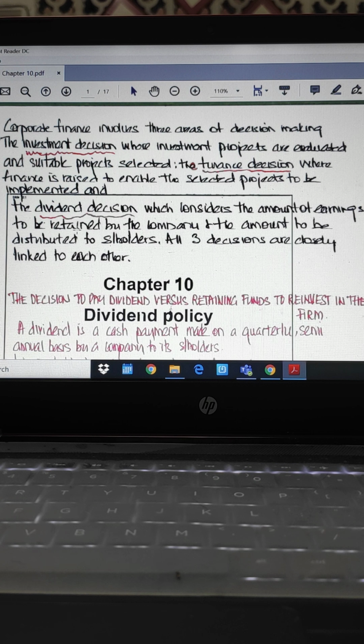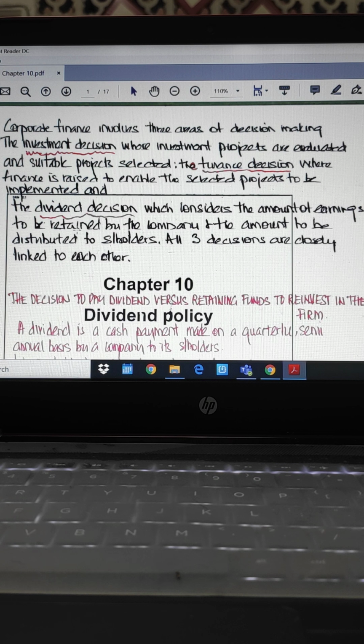Last but not least, the dividend decision, which consists of the amount of earnings to be retained by the company and the amount to be distributed to shareholders. All 3 decisions are closely linked with one another. You cannot have one decision without another being made.